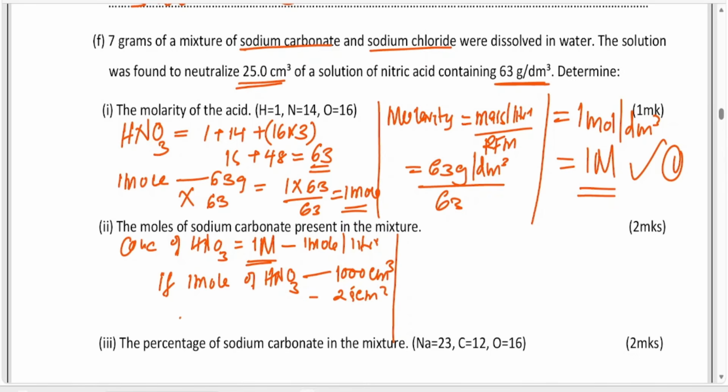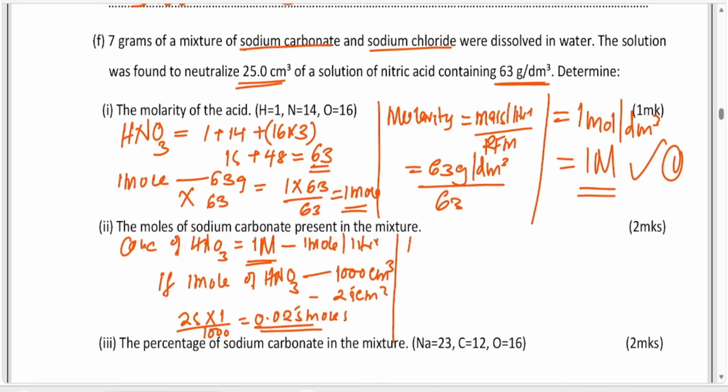In this case, it's going to be 25 multiplied by 1 divided by 1,000. And this gives us 0.025 moles. So these are the moles of the acid that reacted with the carbonate. So I can determine the number of the moles of carbonate by using the mole ratios. So I need to write the equation.